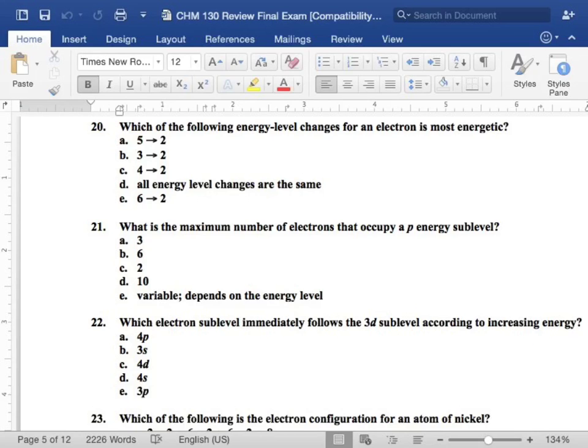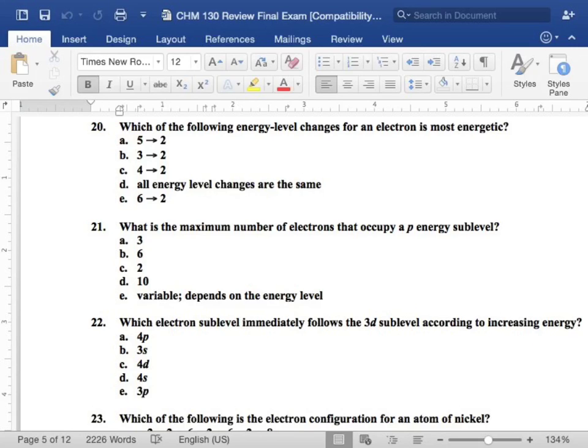Okay. Question 20. Which of the following energy level changes for an electron is most energetic? Okay. We saw a variation of this question on your practice exams, though I was proving that it was not the exact question, but it's a variation on it. We're talking about electrons jumping. Jumping from where? From orbitals. Are all of our orbitals at the same energy level?